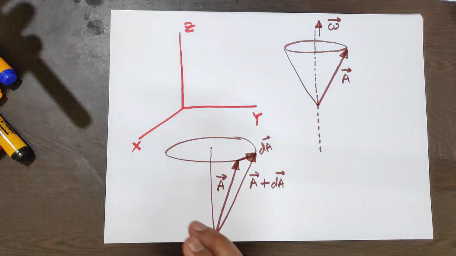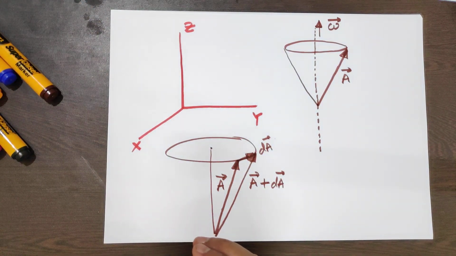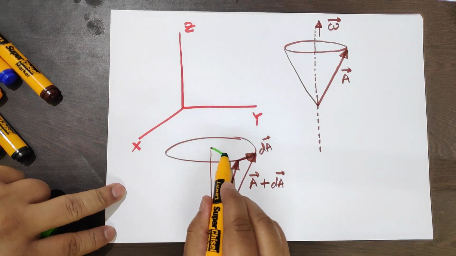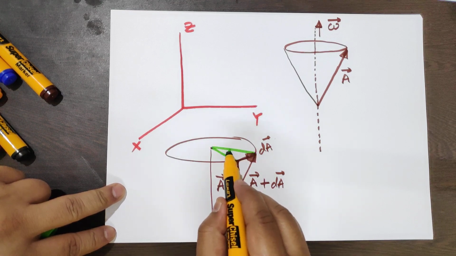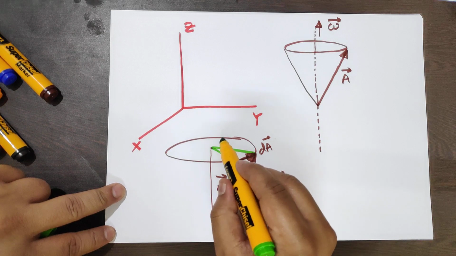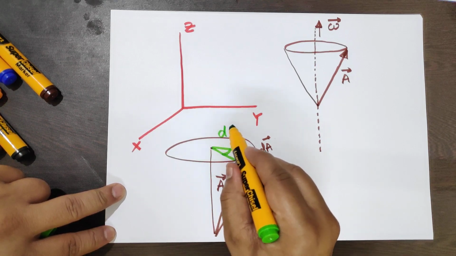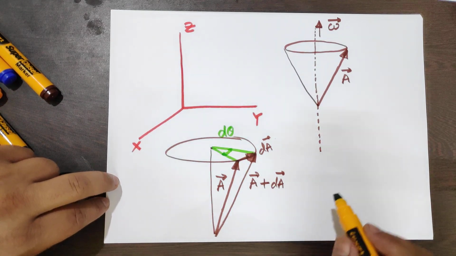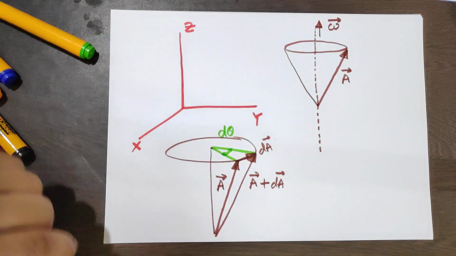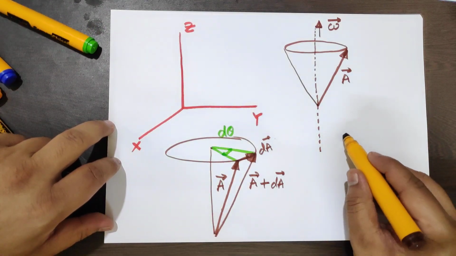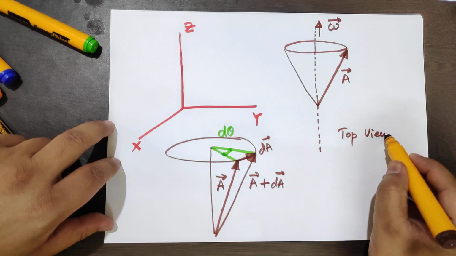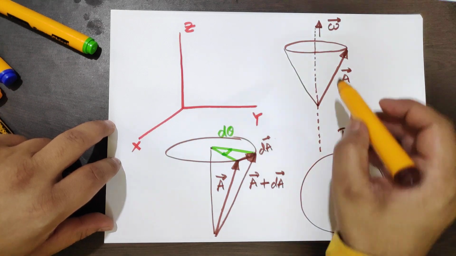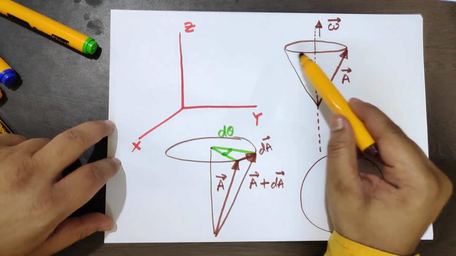Now this change happens to be dA, and see, there you get a small angle, d theta. This much angle is d theta. Okay, right? So we'll draw another figure for it. I will draw the top view of this, how it looks from the top. From the top, this is a circle, you are looking at this circle, right?